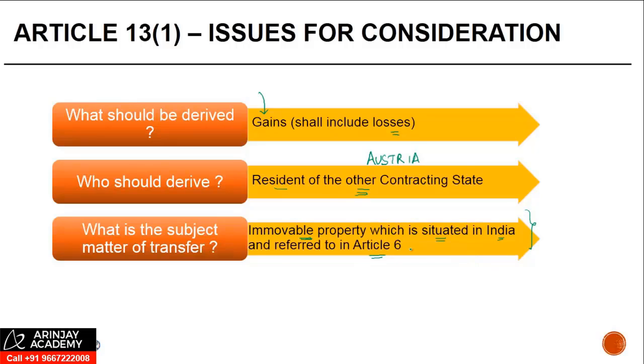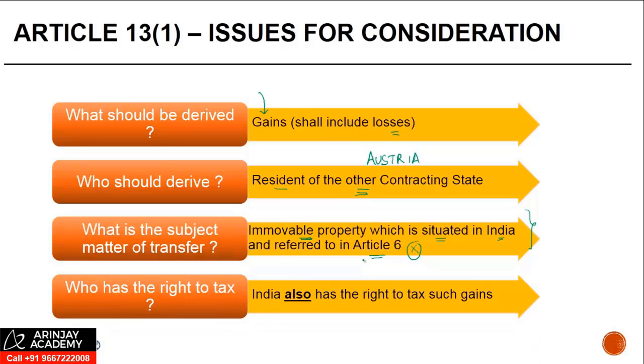But if it is an immovable property which is not referred to in Article 6 of the respective treaty, it does not get covered under Article 13.1, but it may fall under the residuary clause, which could be Article 13.5 or 4 or 6 depending on which treaty you are looking at. And who has the right to tax? India also has a right to tax. The word used in this case was may. If the words used were shall be taxable only in the other contracting state, then obviously that would mean that India has the exclusive right to tax such capital gain. But in this particular case, the word used was may.